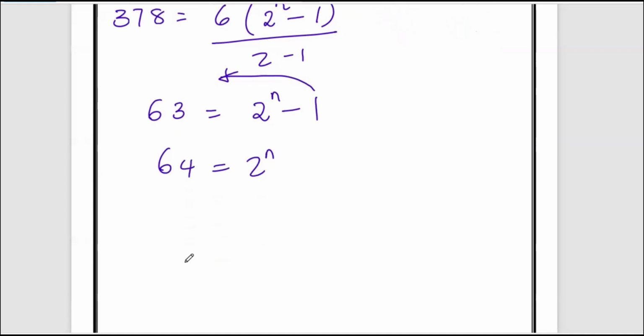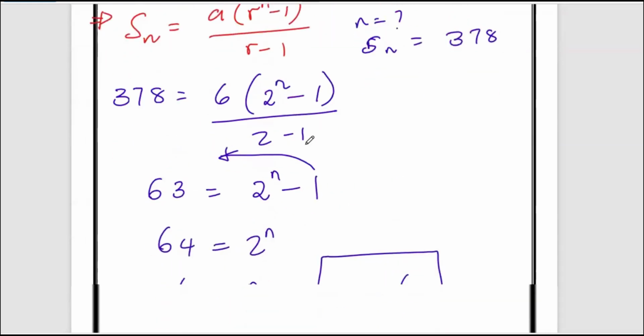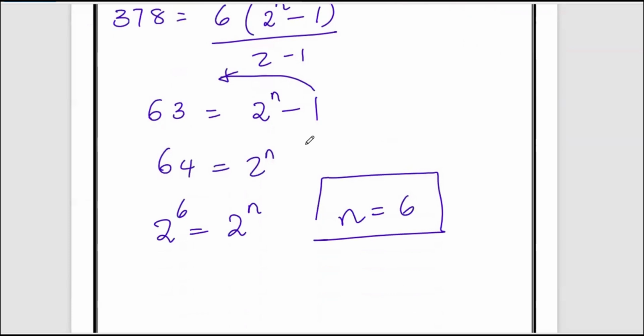And then I can use either logarithms or exponential form. We know that 2 to the exponent of 6 is 64, equals 2 to the exponent of N. The bases are the same. You can drop them and focus on the exponent. So N is 6. So that is how we would have obtained that. Alternatively, use your logs. You still end up with the same answer.